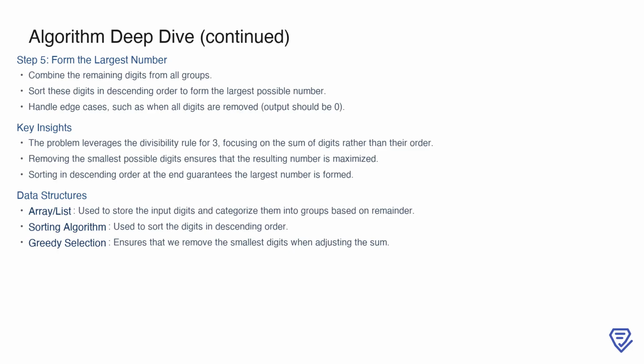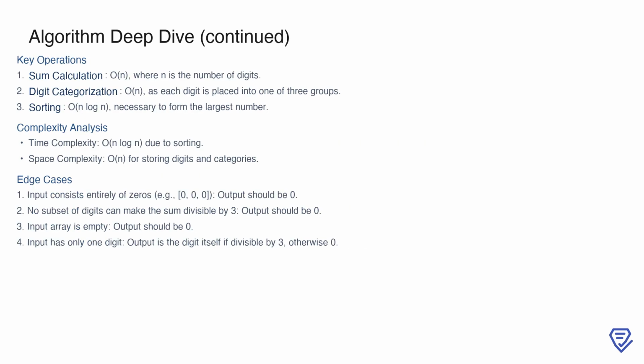The key insight here is that the problem revolves around the divisibility rule for 3, focusing on the sum of digits rather than their order. By removing the smallest possible digits and sorting in descending order at the end, we ensure the optimal solution. Arrays or lists are used to store the digits and categorize them, while sorting and a greedy approach help maximize the resulting number. The key operations in this algorithm include calculating the sum of the digits, which takes O(n), and categorizing the digits into the 3 groups based on their remainders, which is also O(n).